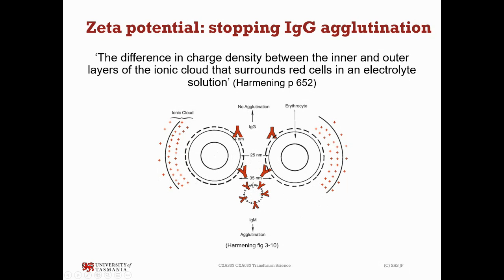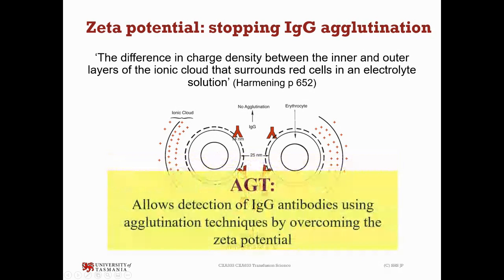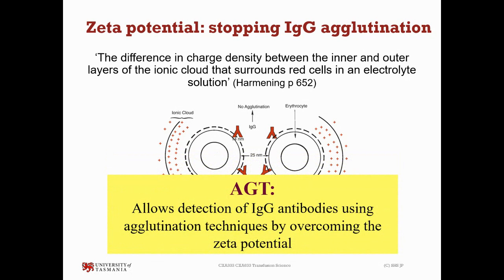Okay, so one of the ways in which we can bridge that zeta potential is by using the antiglobulin test. And the antiglobulin test then allows us to detect whether or not we've got IgG on the surface of our red cells. Okay, is everyone happy with that? Any questions about the zeta potential?